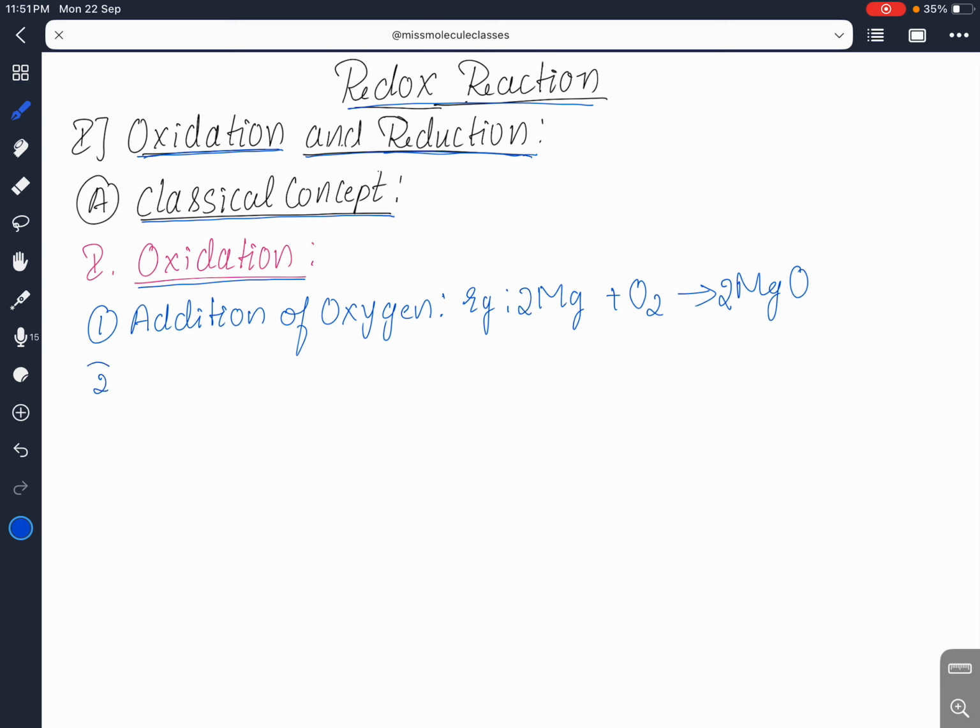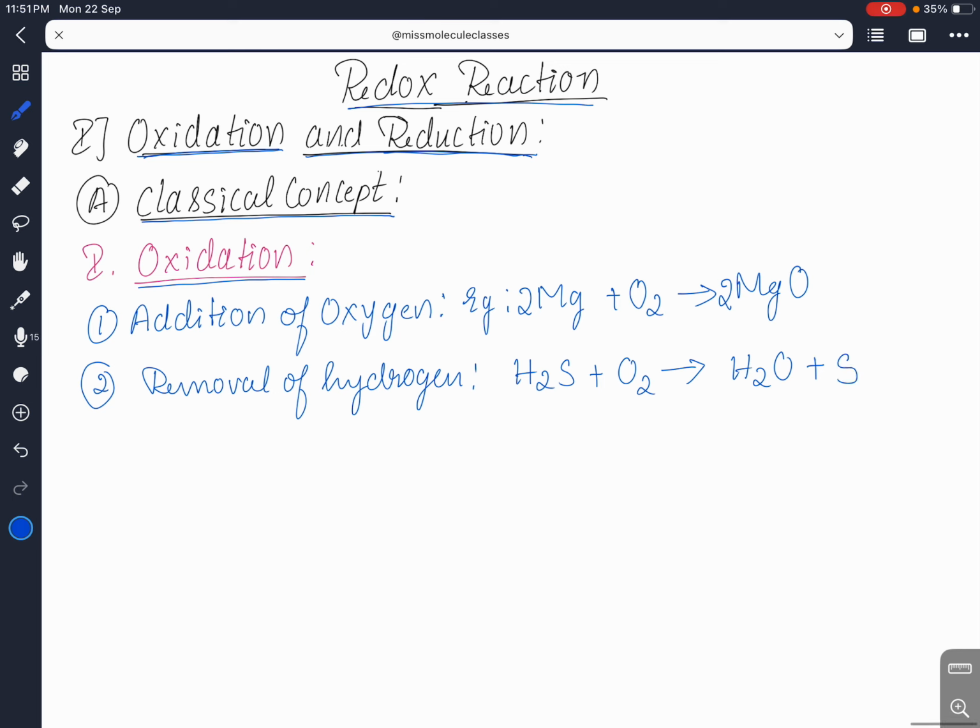The second way of defining oxidation is removal of hydrogen. Removal of hydrogen is also oxidation reaction. Consider the example H2S, when it reacts with oxygen, it is going to form water plus sulfur. Let me balance this reaction. So here it is 2H2S, 2H2O and 2S.